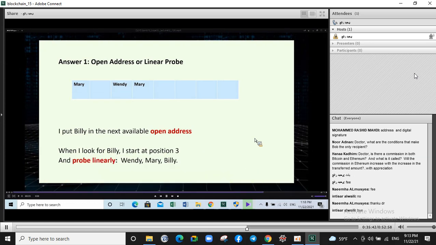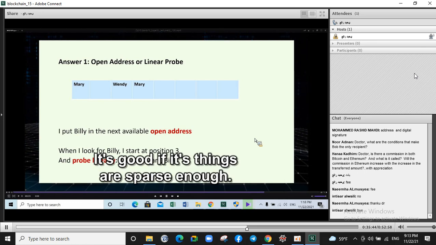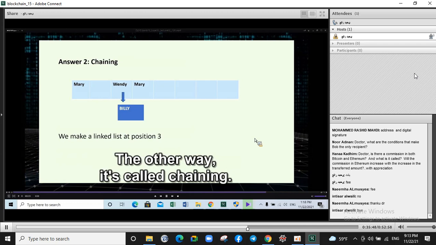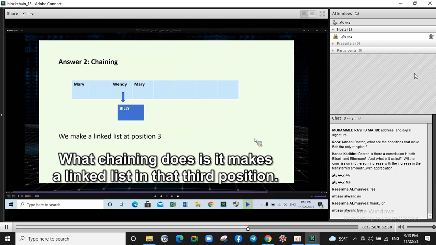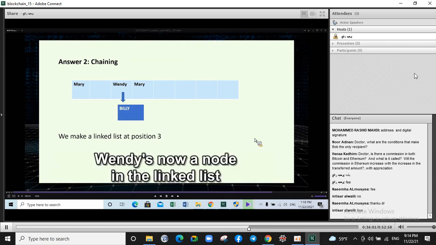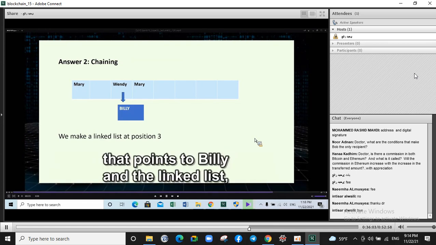The other way is called chaining. What chaining does is it makes a linked list in that third position. So Wendy's now a node in the linked list that points to Billy on the linked list, as we learned in the last lecture. So we've got a linked list coming out of wherever there are collisions.